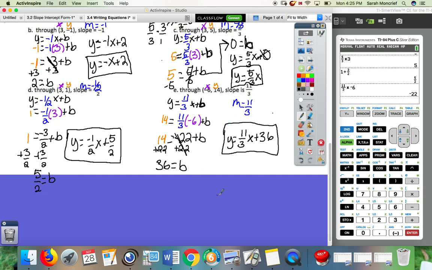That's not too bad. If you wanted a list of rules of thumb: 1, plug in m. 2, plug in x and y. And then 3, solve for b.